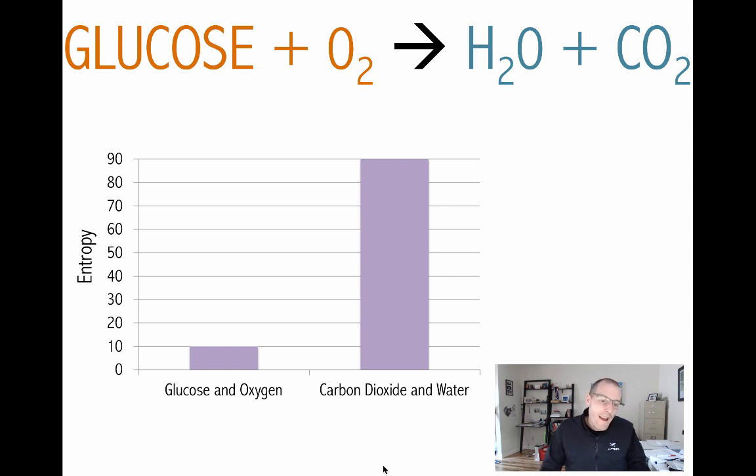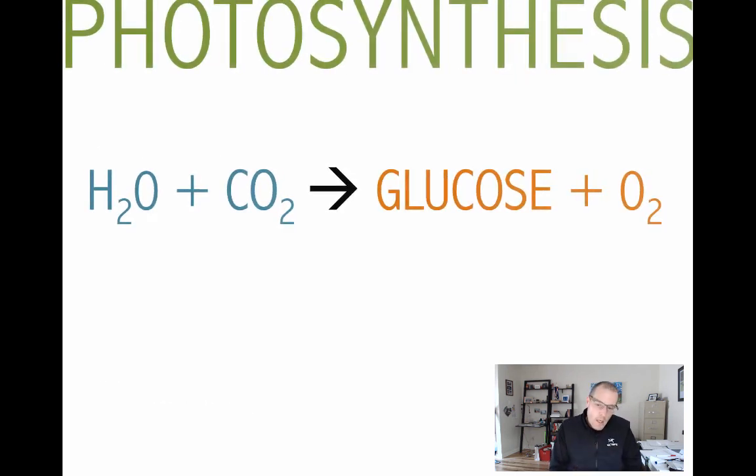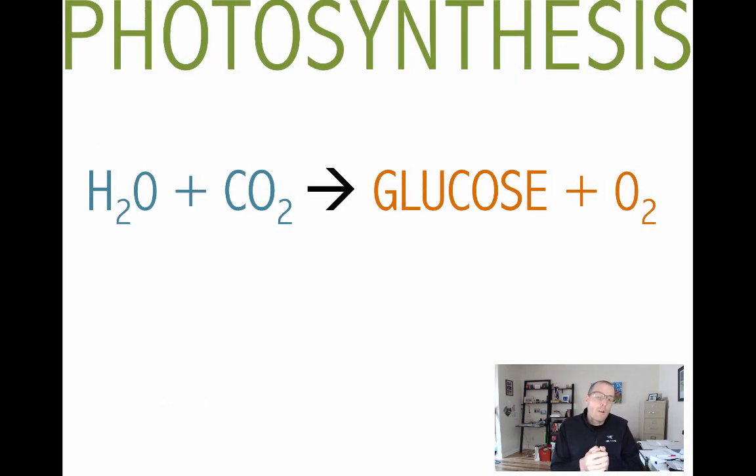Now, if we take those atoms in glucose and oxygen and we rearrange them into carbon dioxide and water, now we've got lots and lots of variability in terms of how we can arrange the atoms and how those molecules can be distributed in space. And so there is now a much greater distribution of states of the atoms and the molecules, and so the entropy has gone up. Things have become much more random. So as we go from glucose and oxygen to water and carbon dioxide, the entropy has increased, and we can start to think about this during photosynthesis.